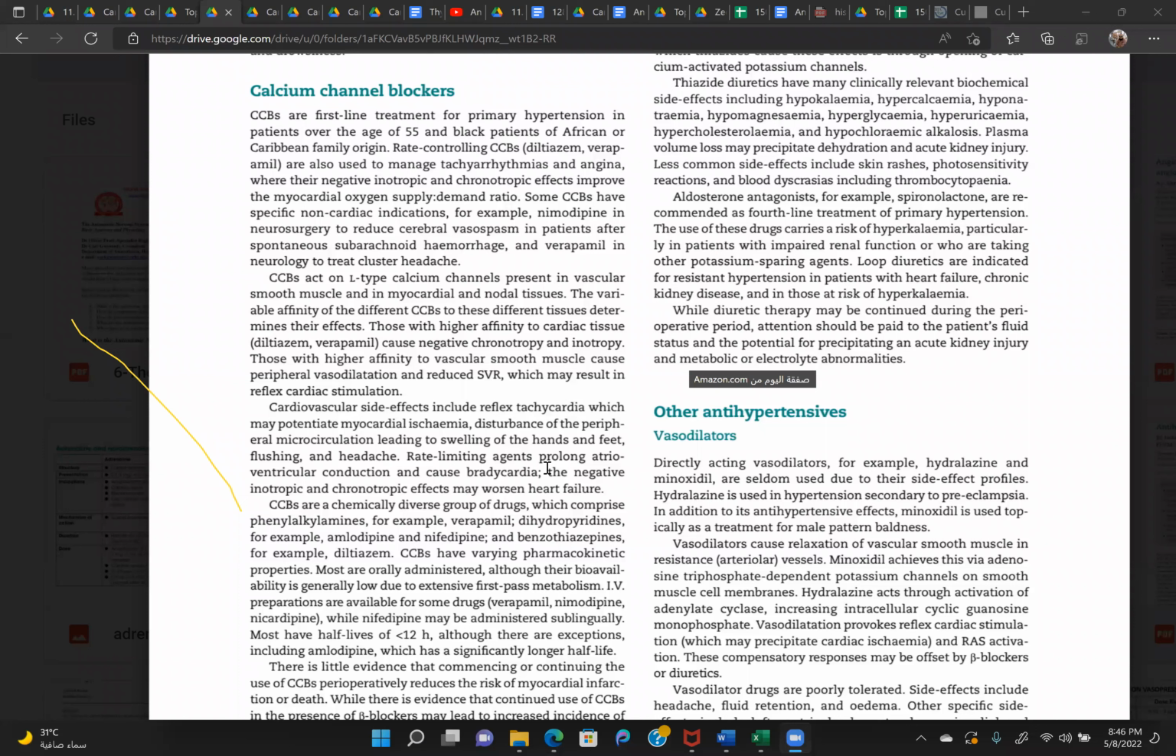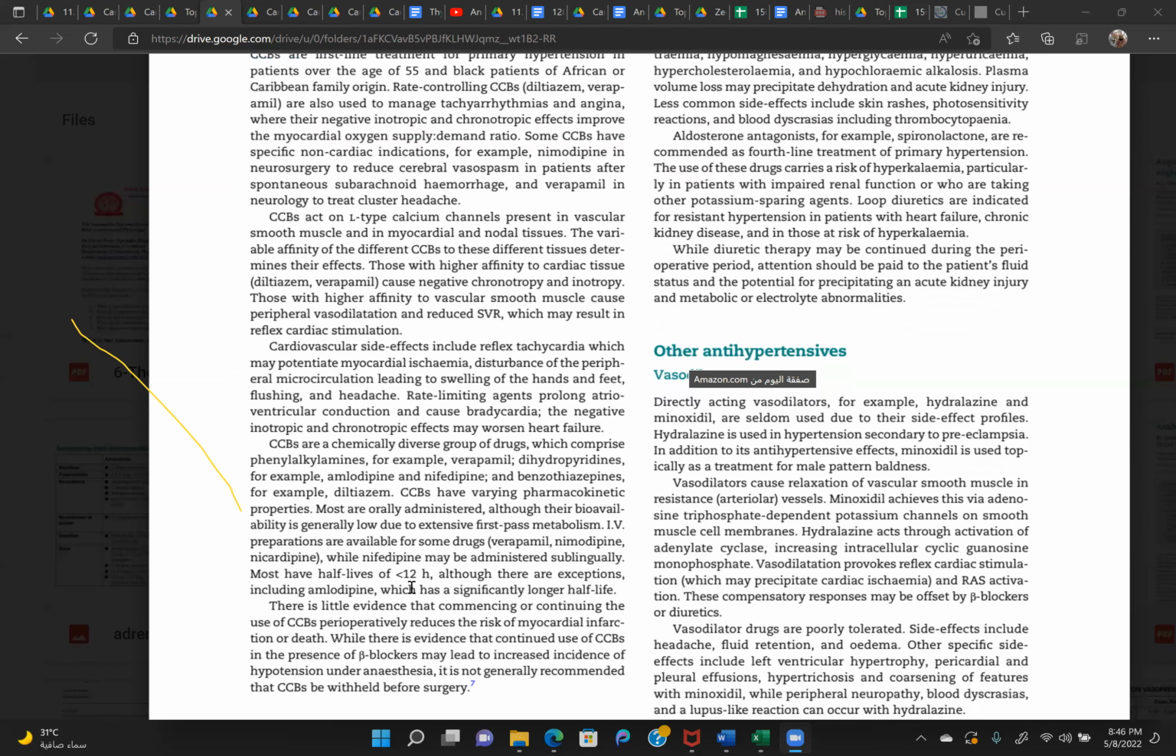Inotropy is the contractility of the heart. Chronotropy is the rate of the heart. Dromotropy, I've forgotten, conductivity. There is another one, bathmotropy or something. One of them is conductivity. I cannot recall, but you should know about it. They can ask you.